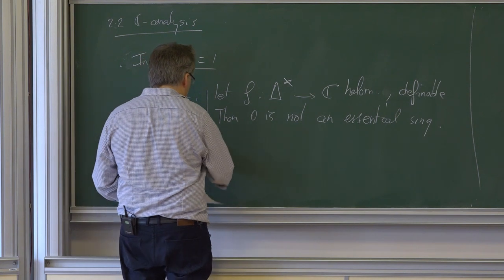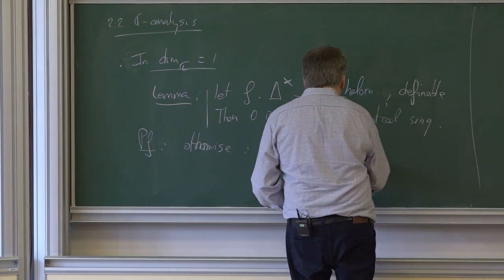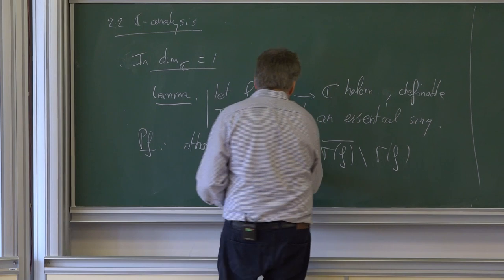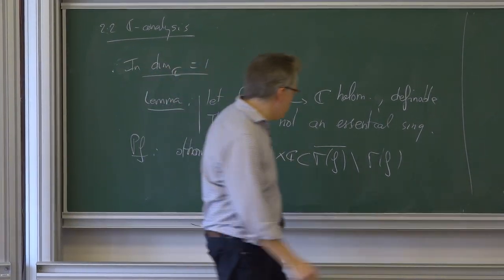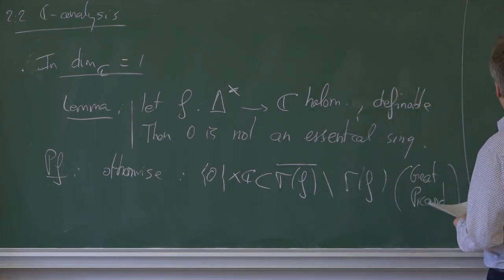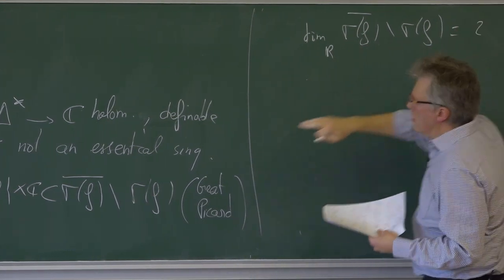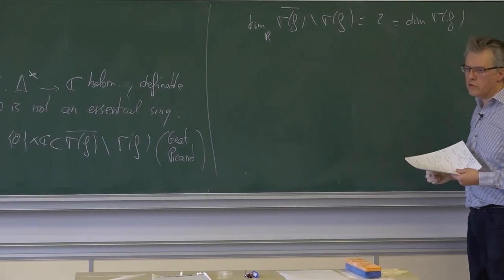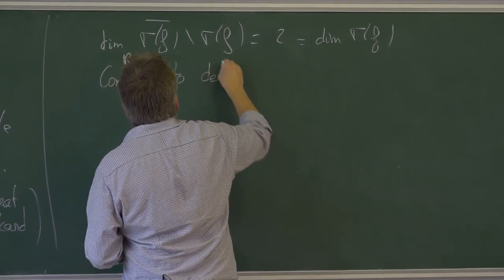This is easy, modulo the great Picard theorem. Otherwise, if you have an essential singularity, then by the great Picard theorem, you can consider the graph of your function, and you take the closure. And then you know that when you remove the graph, you will get the vertical C. Right? This is the content of the great Picard theorem. But then you get a contradiction because the real dimension of this thing is at least 2. So this is 2, and this is the dimension of gamma of f. So this is a contradiction to definability in some O-minimal structure.